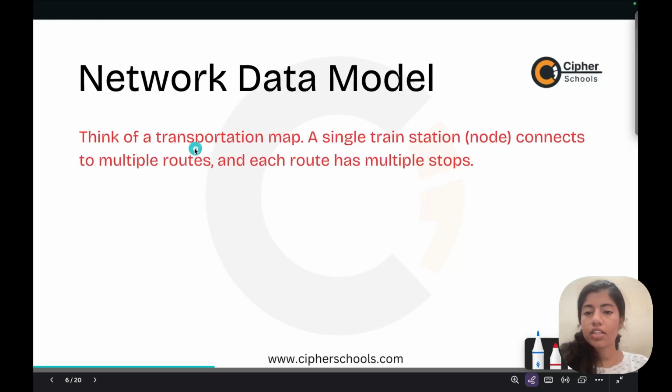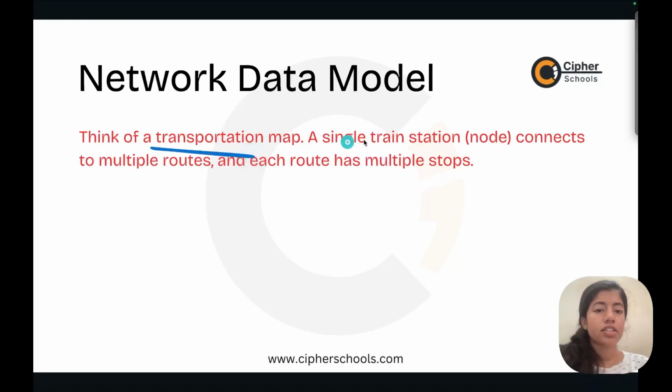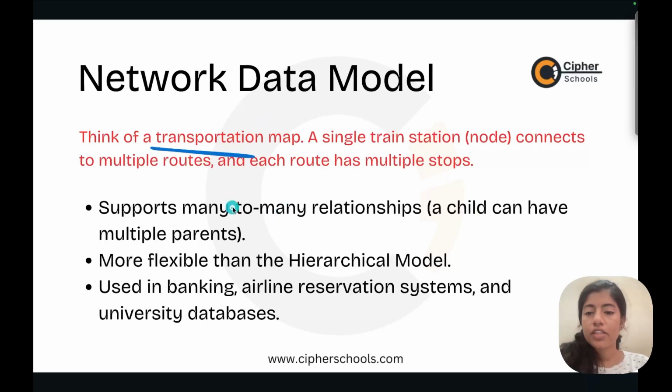As we discussed, think of a transportation map. A single train station node connects multiple routes, and each route has multiple stops. So if we are considering a hierarchical model, it is not possible to visualize this scenario. So for these particular cases, we can use the network model where we have a graph-like structure. As we discussed, it supports many to many relationships.